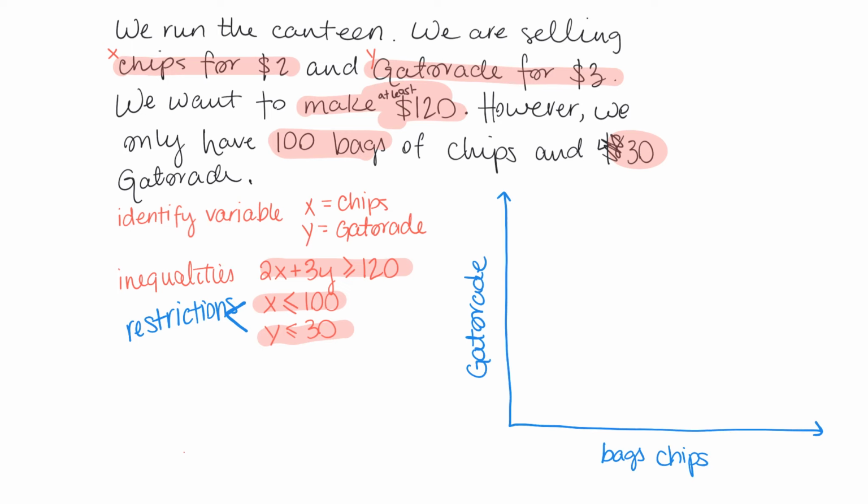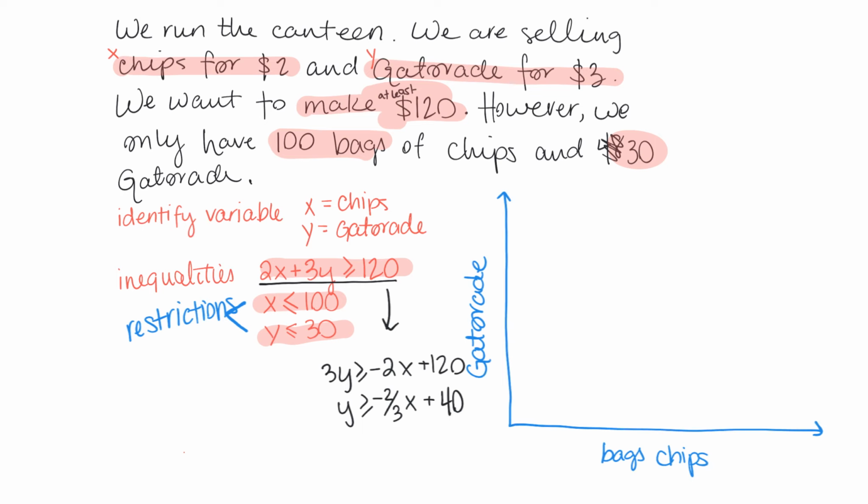Now, we need to rearrange this first equation. So I'm going to rearrange this, and I'm going to have 3y is greater than or equal to negative 2x plus 120. I'm going to divide out my 3, so I have y is greater than or equal to negative 2/3 x plus 40. 120 divided by 3 is 40.